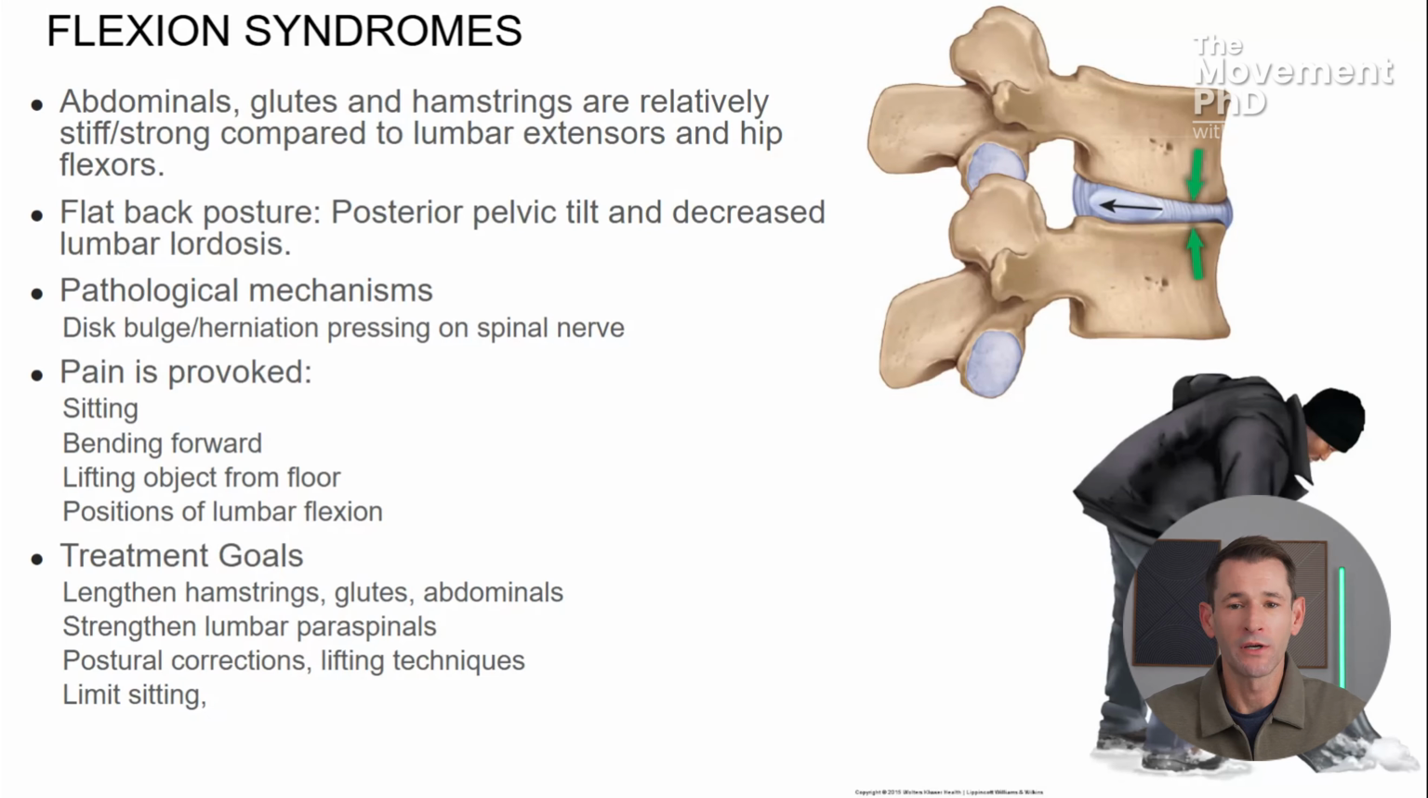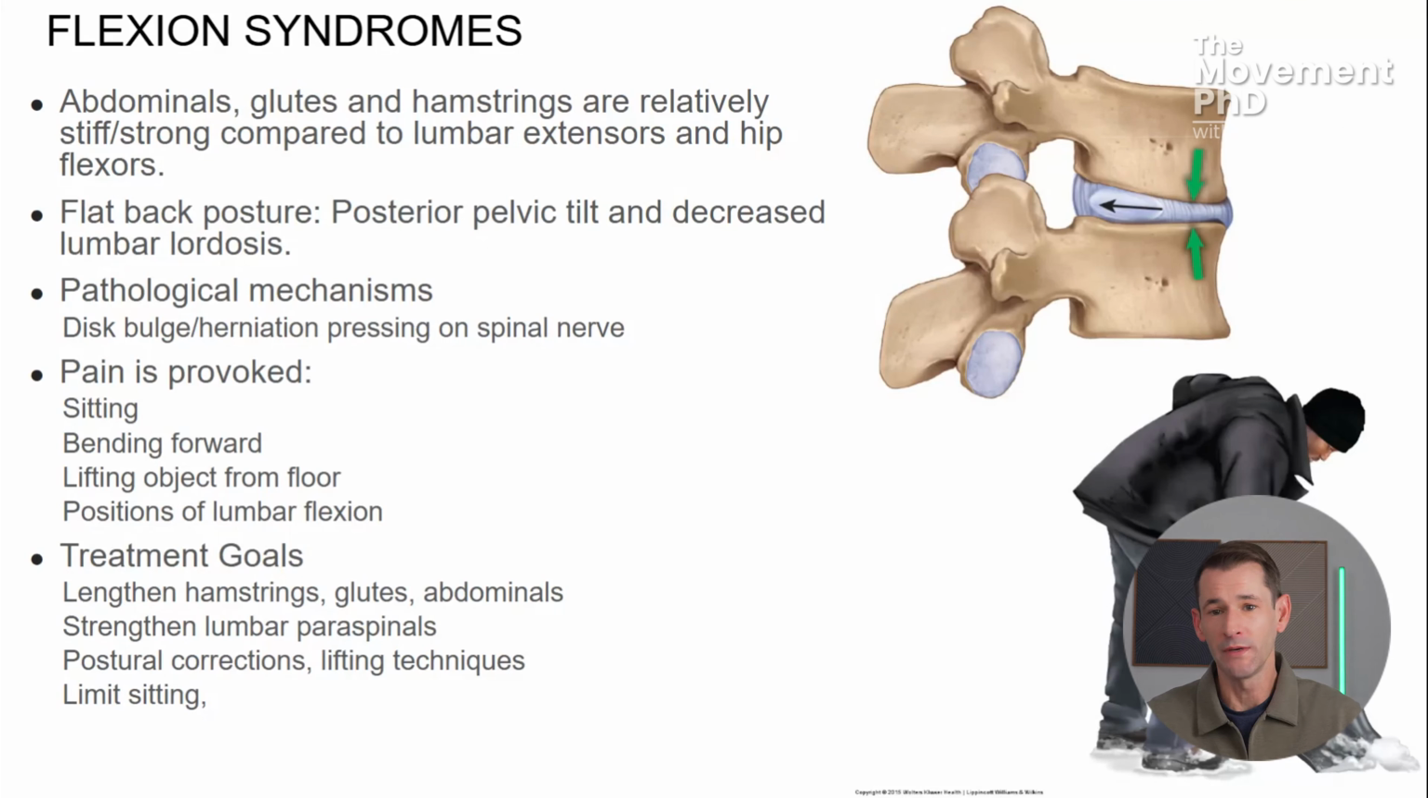So what are our treatment goals for flexion syndromes? The first thing is to get them out of that flexion. So let's think about some postural corrections and some lifting techniques. So when they're sitting, we may have them put a towel roll or a lumbar support behind their lower lumbar spine to just get them out of that excessive flexion posture.